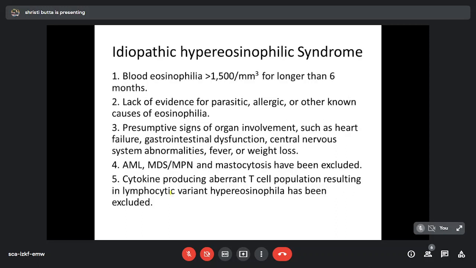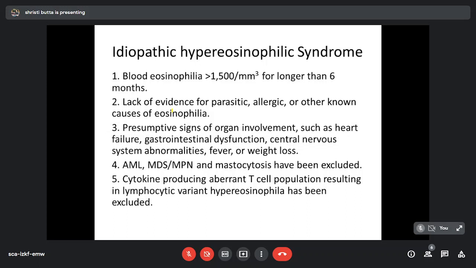Now, what is that? Idiopathic hypereosinophilic syndrome is a condition where there is eosinophilia, that is, eosinophil count is more than 1500 cells per microliter, for longer than 6 months. That is also important. In addition, there is lack of evidence of any parasitic, allergic, or other known causes of eosinophilia.